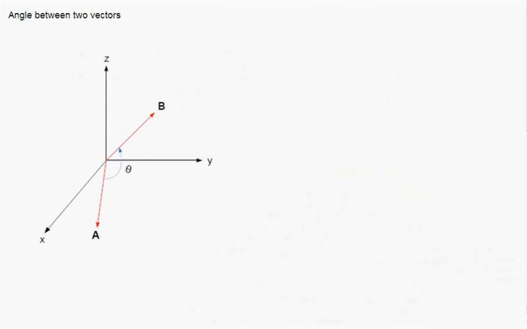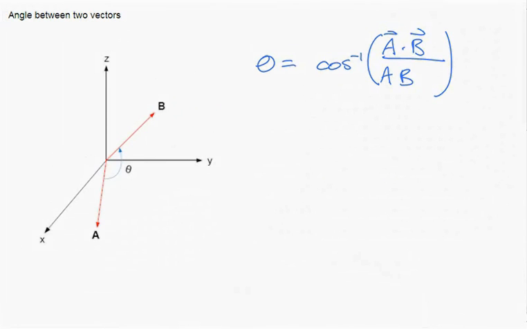To find the angle between two vectors, we use the formula theta equals cos inverse of A dotted with B, both vectors, over the scalar of A multiplied by the scalar of B. This formula lets us find the angle between vector A and vector B that is less than 180 degrees, or the smaller angle of the two vectors.